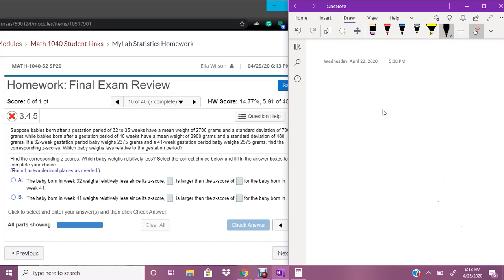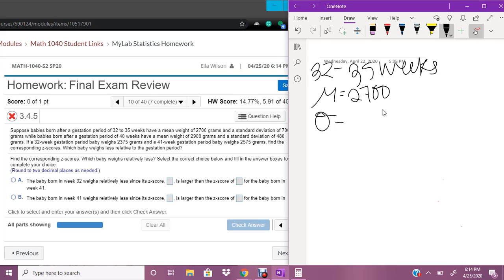So our first population is 32 to 35 weeks. And the mean is 27. Our standard deviation is 700. And we know that just from this first line. And then it'll tell us down later, so I'll fill that in just a moment.